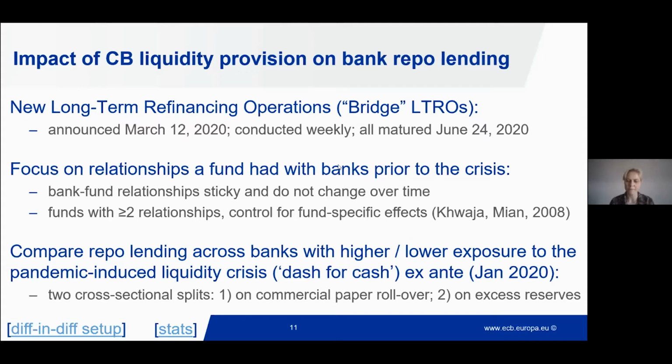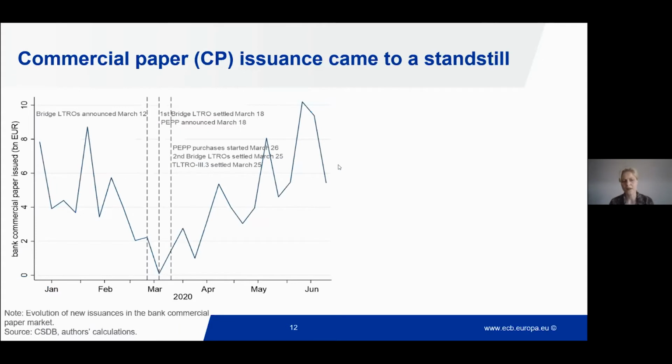So let me tell you a bit about these cross-sectional splits. We think it's interesting to look at the commercial paper market because commercial paper issuance came pretty much to a standstill by the middle of March of 2020. And this is a chart that illustrates that. It shows you bank commercial paper issuance between January and June of 2020. And you see that by mid-March of 2020, basically the issuance of bank commercial paper was 0.